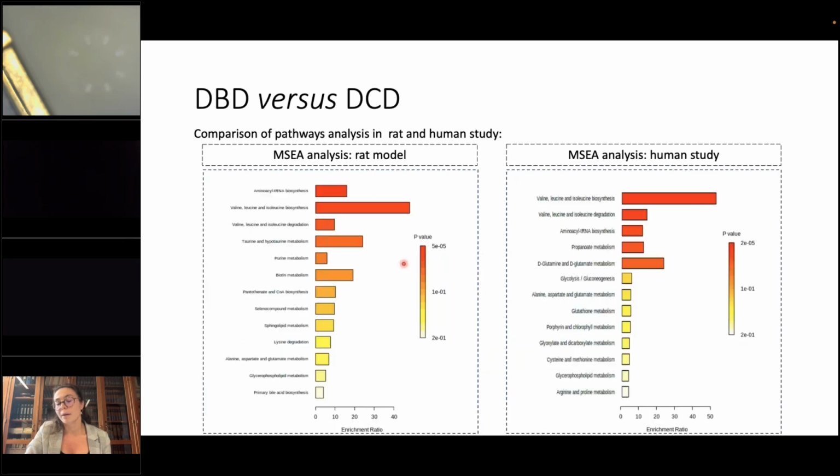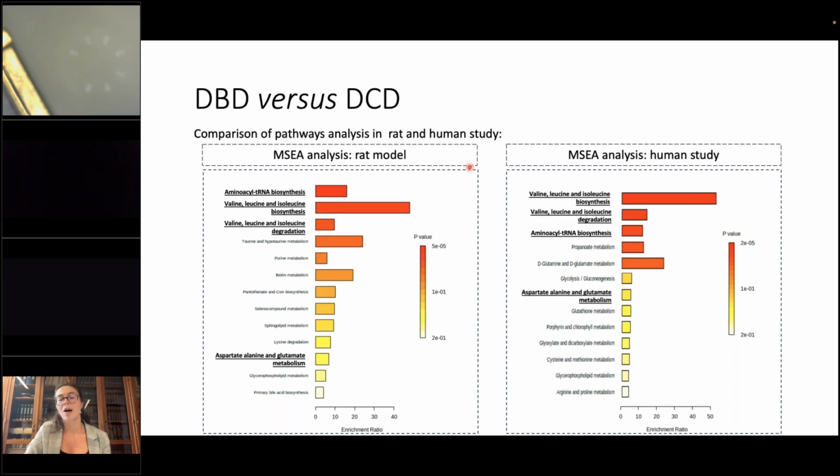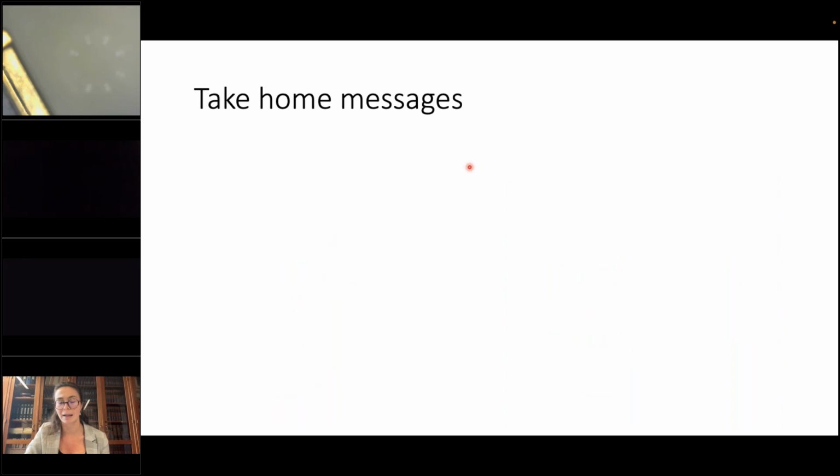At this moment, we performed a biochemical pathway analysis that allowed us to see again that the same biochemical pathways were actually involved in both the experimental and human study, confirming that the biochemical events that are impacting the donor type are the same.